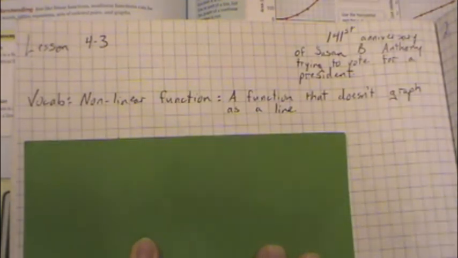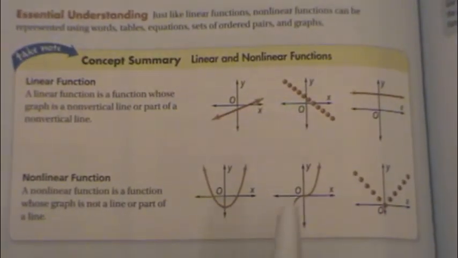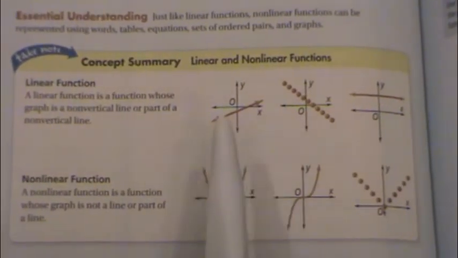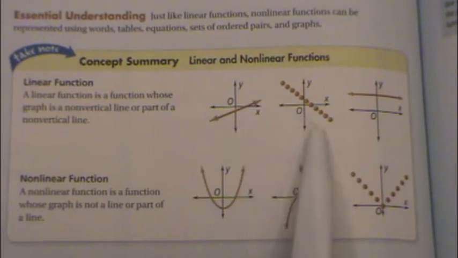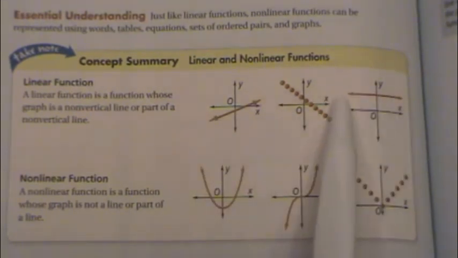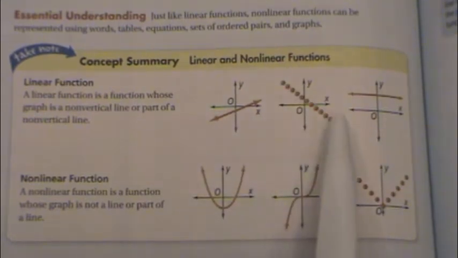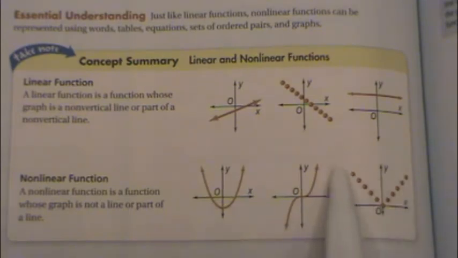Take a look at page 246 in your book. They've got several examples on the bottom of the page. These on the top are all linear functions. This one and this one are lines. This one would be a line if you connected the dots. These three are not linear functions. They are nonlinear functions because they do not make one continuous line. This one is two lines, doesn't count as a linear function.